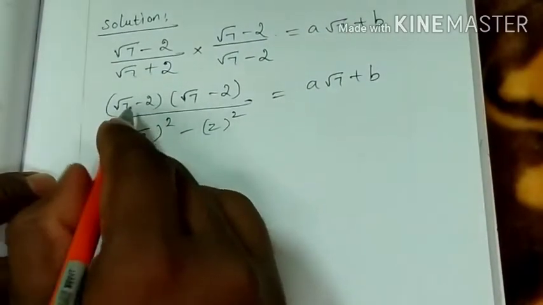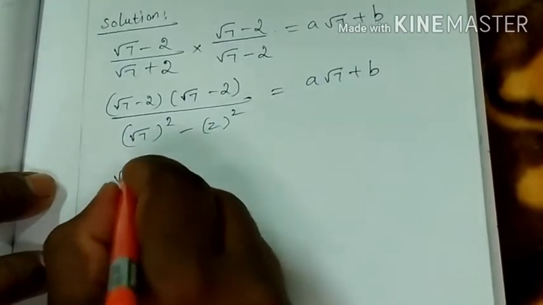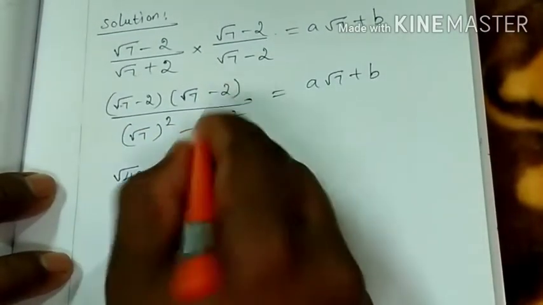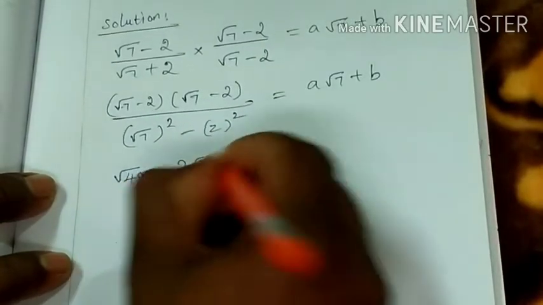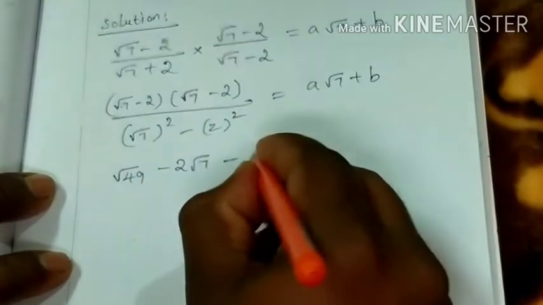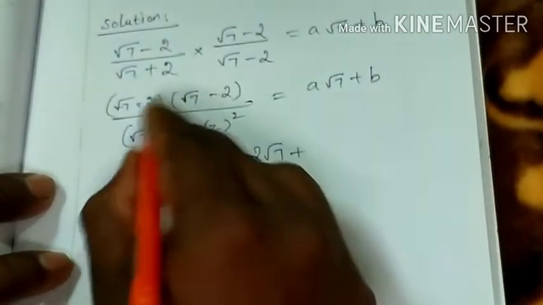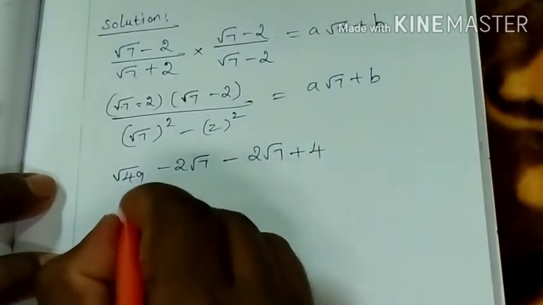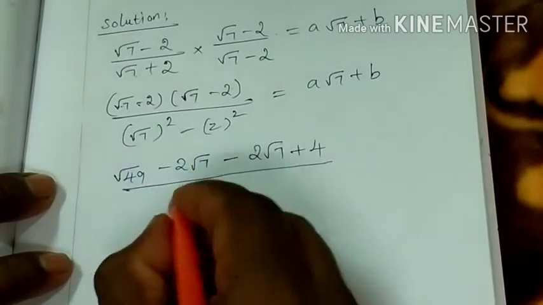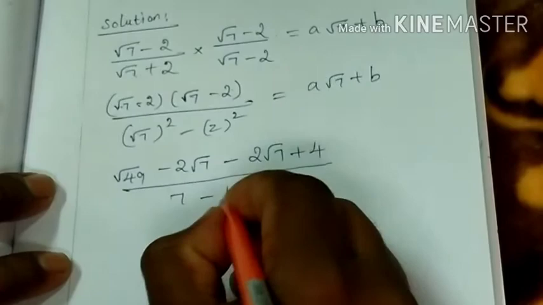So multiplying both the factors. Root 7 into root 7 is root of 49, 7 into 7, 49. And root 7 into minus 2 is minus 2 root 7. And minus into plus, minus 2 into root 7, minus 2 root 7. And minus into minus, plus, 2 2s are 4. That's all the numerator multiplication. Whole divided by the denominator, root 7 square. So root and square are cancelled, so 7. Minus 2 2s are 4.